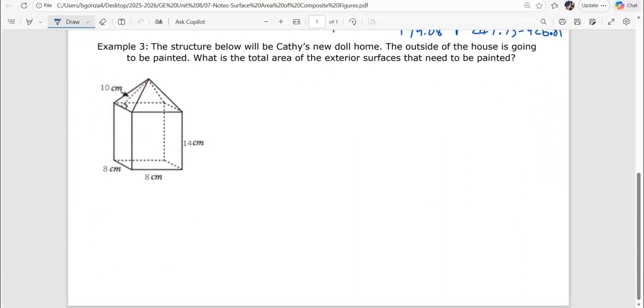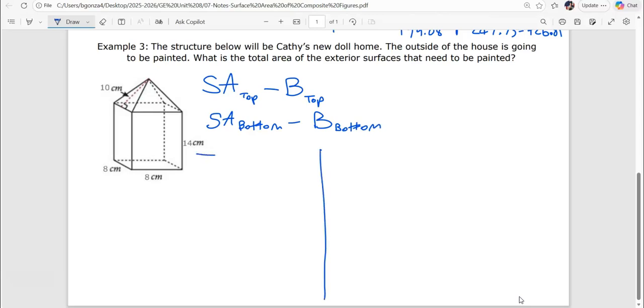All right. Let's think about it again. Is the entire pyramid showing? Only the sides, it's missing a base, right? So that's like the surface area of the top minus a base of the top. And then what about the bottom? This is a prism, but it's missing one base again. So this is the surface area of the bottom minus B of the bottom. All right. Split it in half, top and bottom again. Let's add these together at the very end.